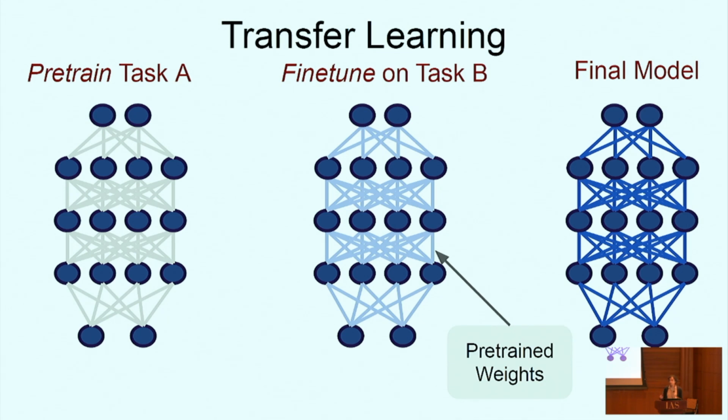This gives us our final model, and what we really care about is the performance of this final model on task B. Why train on task A at all? Well, the belief is that if task A is diverse and general and complex enough, we'll learn features on task A that can be reused to help performance on task B.